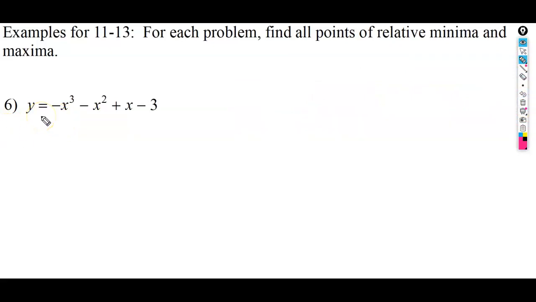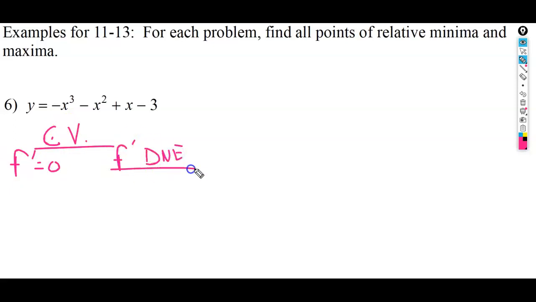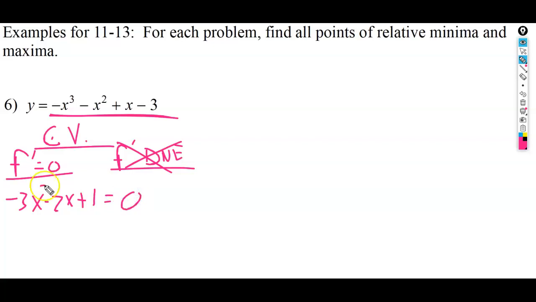To do this, the first thing we need to do is find our critical values. And to find your critical values, you want to find where the derivative equals 0 or where the derivative is undefined. Now, I'm writing this just for teaching purposes, but polynomials never have an undefined derivative, so I'm not going to bother with that one. But over here, we do need to find the derivative. That would be negative 3x squared minus 2x plus 1. And we want to find where that equals 0.